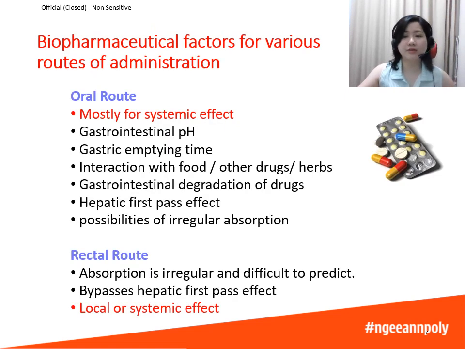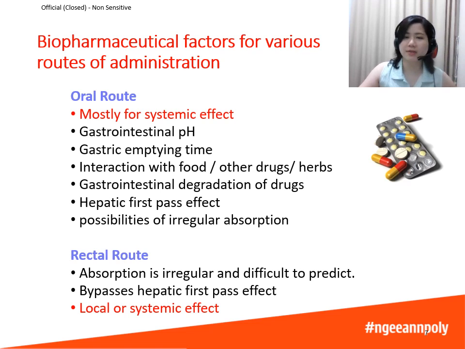Earlier, we have already looked at the various routes of administration. Some considerations and characteristics of drug absorption through these routes are summarized here. The oral route is often the most convenient route to deliver systemic acting medications. However, there are many factors which can affect the absorption of the drug, and these factors need to be considered when designing a dosage form.